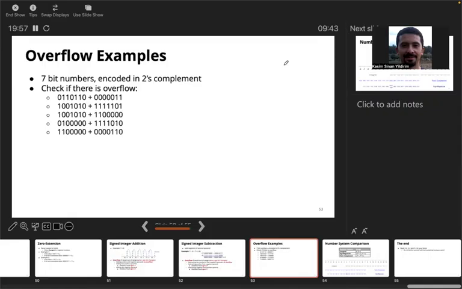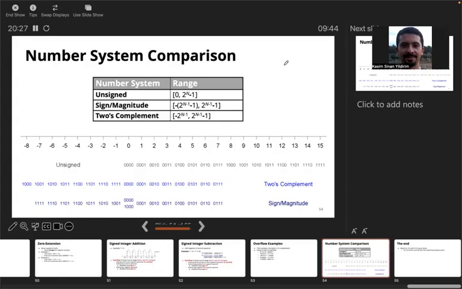we have 7-bit numbers encoded in 2's complement form. Just as a kind of homework, as an exercise for you, check if there is an overflow or not when you perform the following arithmetic operations in 2's complement form. You can do it after the lecture, just as a cross-check if you understood everything or not. And if you have any problems, try to reach out to us, and we can help you with the problems. So this is the last slide of number system comparison.